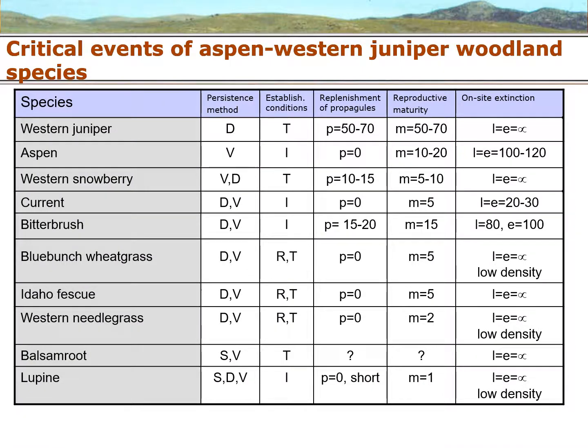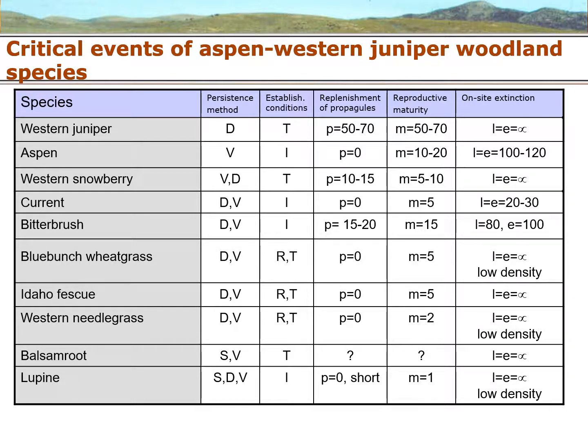All right, so here we have a list of species in the plant community. We have western juniper, aspen, western snowberry, currant, bitterbrush, bluebunch wheatgrass, Idaho fescue, western needlegrass, balsamroot, and lupine. And we have a series of different life history traits for these species. So which one, looking at their life history traits, would you think would persist to the very end of a seral or successional stage if no disturbance occurs?